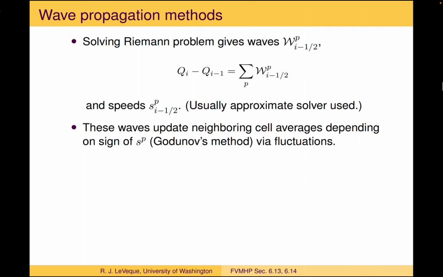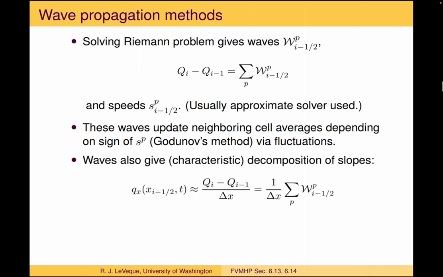Okay, so just very briefly to summarize, what we need to apply the wave propagation method for a general system, linear or nonlinear, is a way to split up the jump in Q at each Riemann problem as a set of discontinuities that are propagating at some speeds. And then we can use those waves directly to update the neighboring cell averages. That's just Godunov's method, or an approximation to it anyway, depending on what approximate Riemann solver we use.